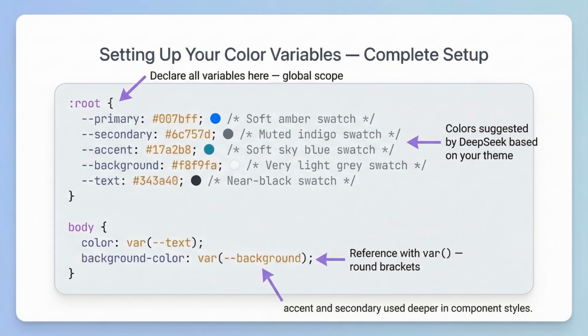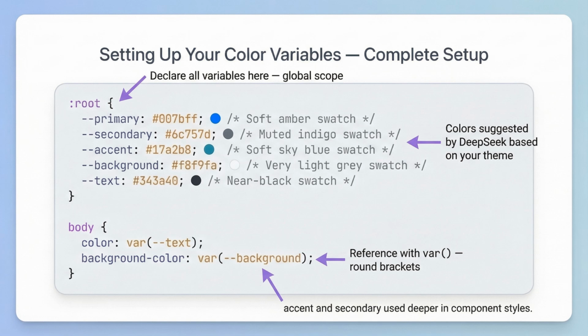A few things to note in this setup. The :root block is your single source of truth for all colors. The body rule sets the page-wide defaults. You don't have to use every variable in the body. Primary and secondary colors will be used when you build individual components like navigation bars, cards, and buttons.